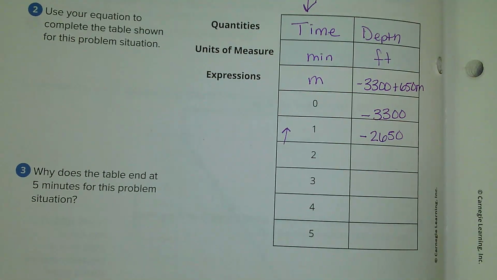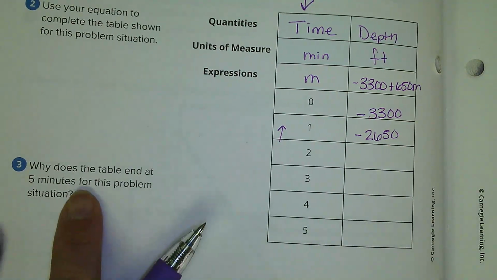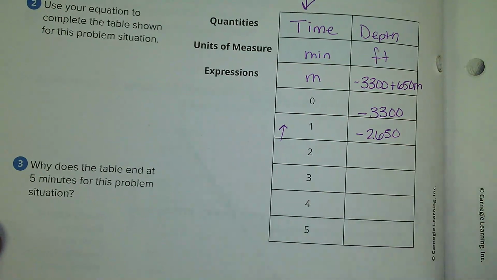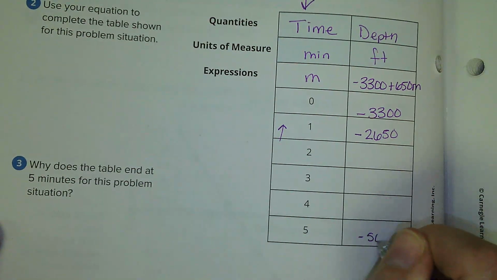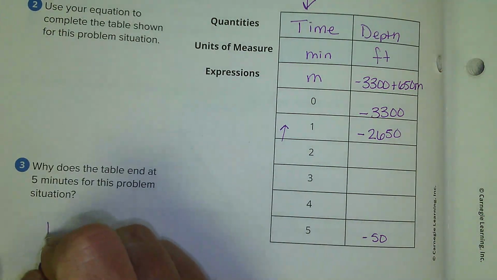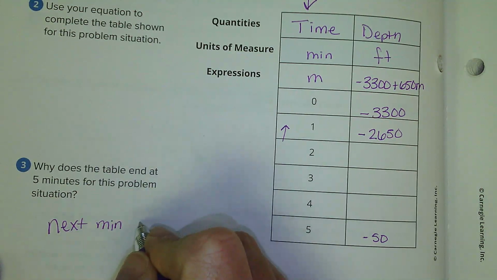Okay, now that you worked on that, after you filled in the rest of the table, you're going to have a question that says, why does the table end at 5 minutes? Well, to check your work, at 5 minutes you should end up with a negative 50. And it says, why does it end there? Because in the next minute, you would be at the surface.